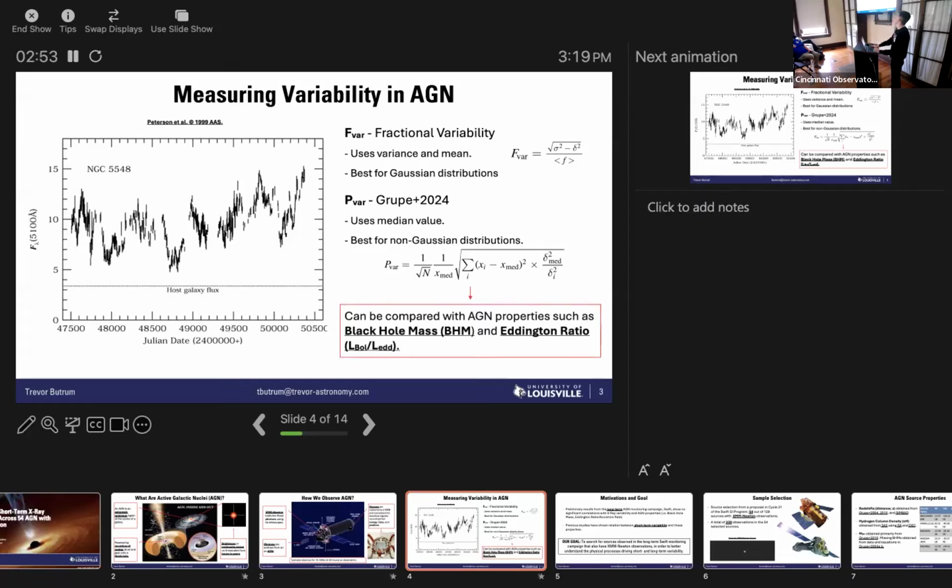And so we can use these variability measurements and compare them with properties such as black hole mass and also the Eddington ratio for these galaxies. The Eddington ratio is the luminosity, the volumetric luminosity, over the Eddington luminosity. And I did that through my project.